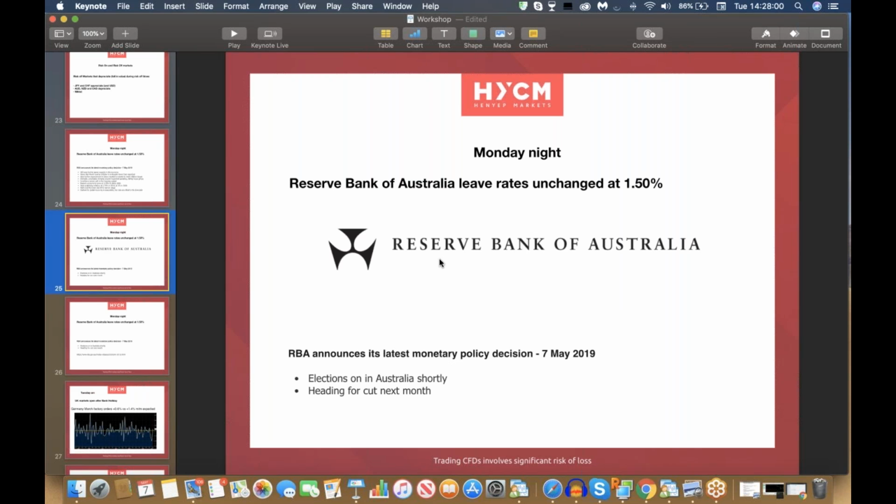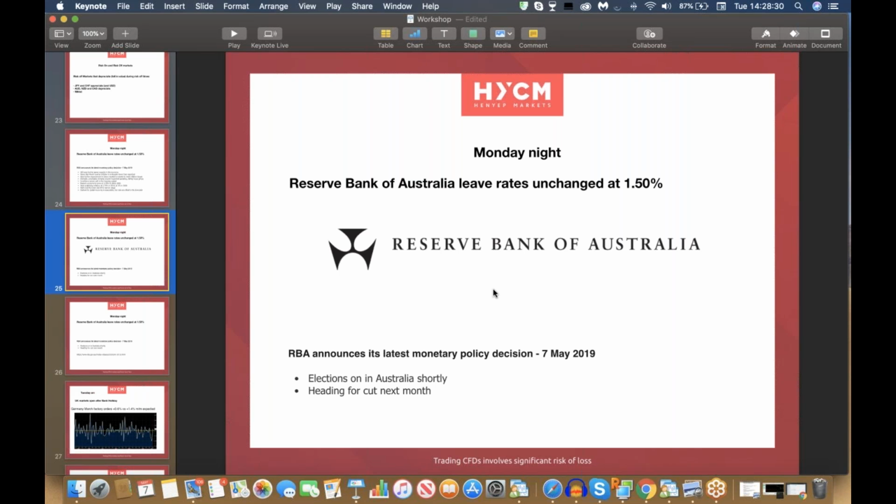Now, I think one of the reasons they've left their rates unchanged is because in 2 weeks' time we've got some elections in Australia. So there is a big incentive for the Reserve Bank of Australia not to change interest rates. They want to keep things pretty steady and stable going into the elections. But my opinion is that they are heading for a cut next month at this rate. So it could be next month when they cut.